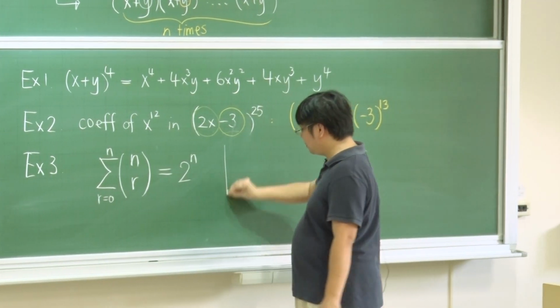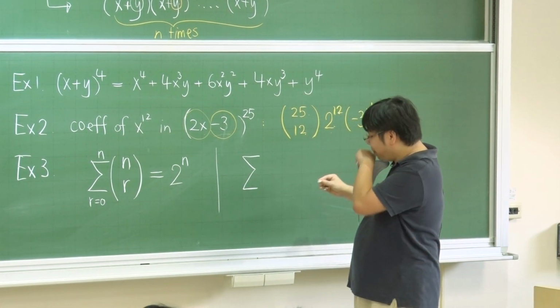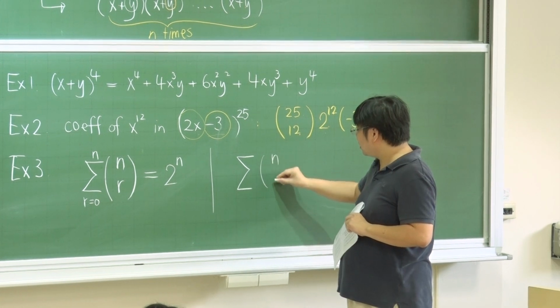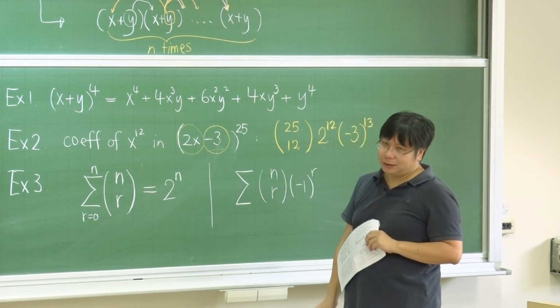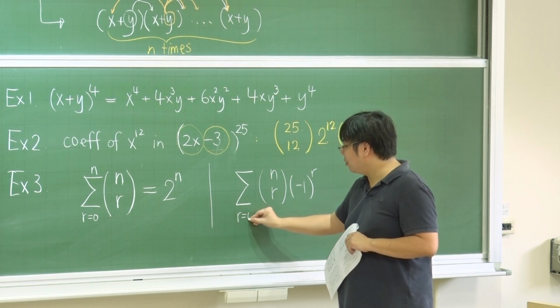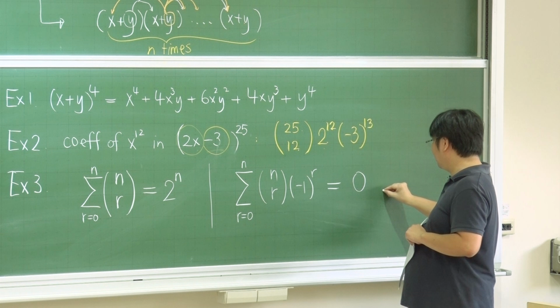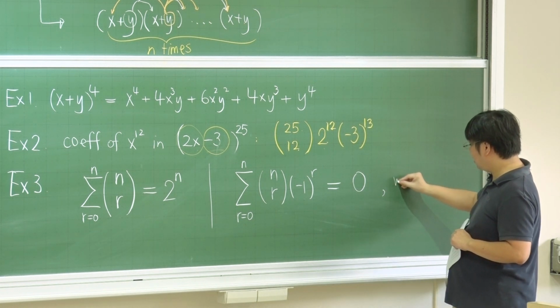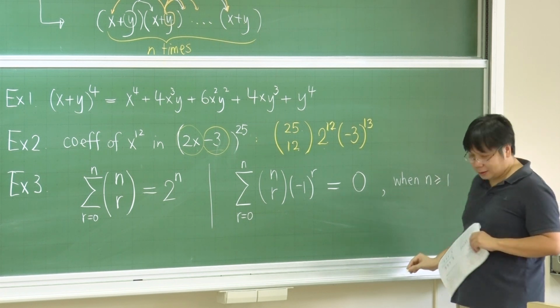Okay. So how do you get this? The other one is, you want to have the summation of N choose r times minus 1 to the power r, for r equals 0 up to n. We want to show that it is equal to 0 when n is greater than or equal to 1. Okay?